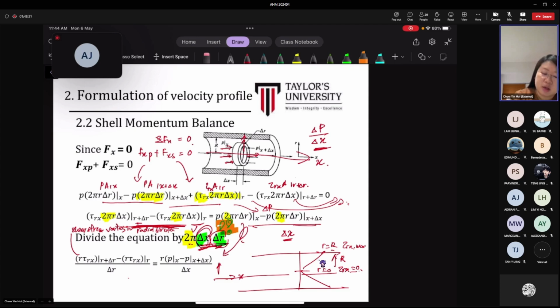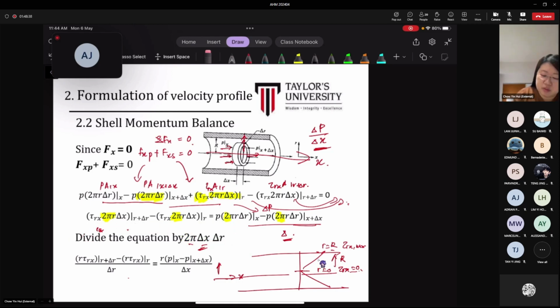So now, if you can see, okay, let me clear this, because I'll need to write something on the previous equation. Okay, so if you look at here, if you divide both sides by 2 pi delta x delta r, the 2 pi will cancel out, all right, and then the delta x will be cancelled out, and you have delta r on the right hand side, so it will be cancelled out.